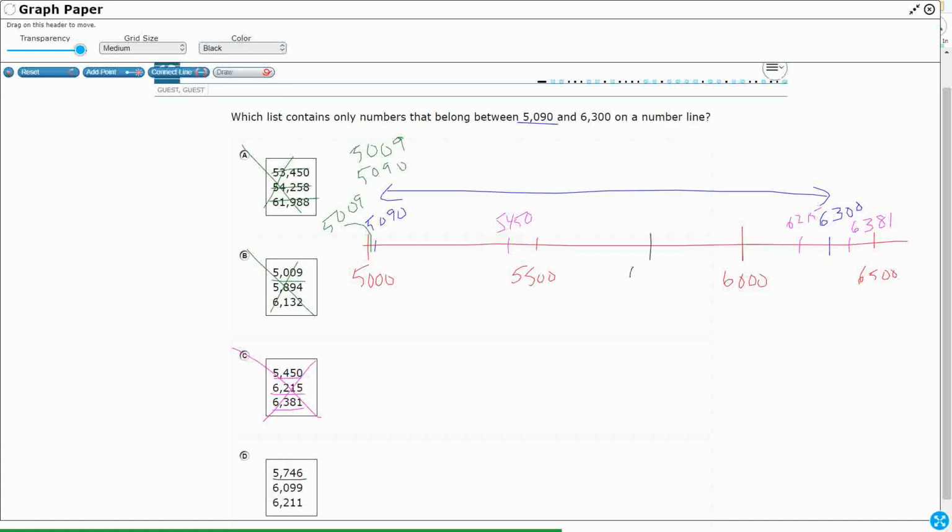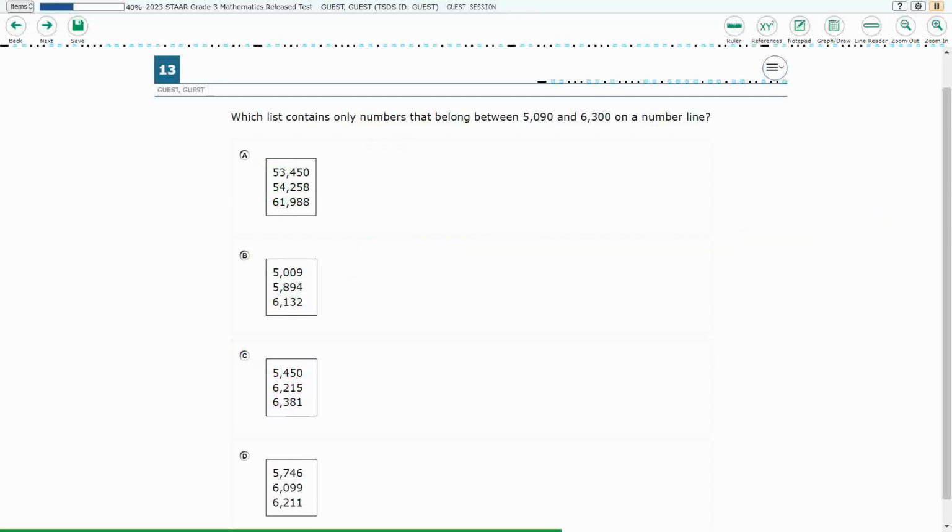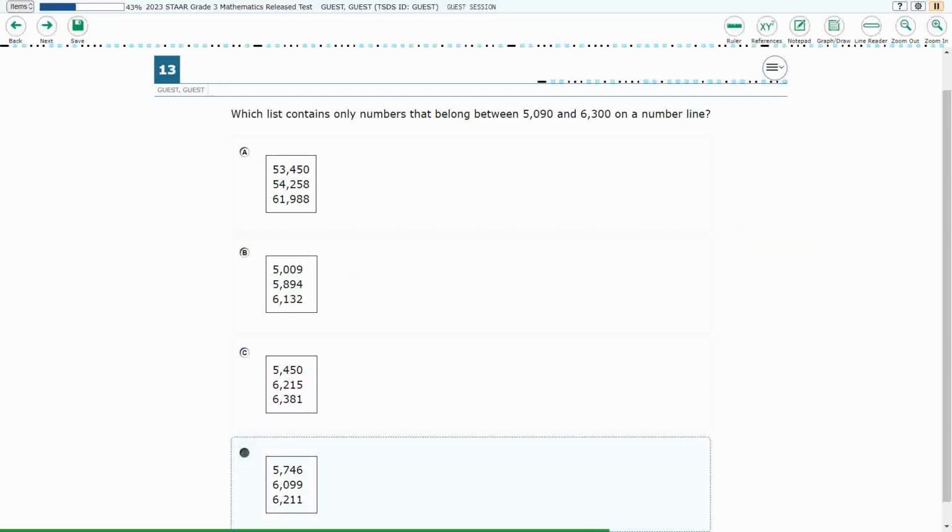5,746. So that's right smack in the middle there. 6,099. Or maybe right there, 6,099. And then 6,211, still in front of my 6,300. Yep, so all three of those work. My answer is D. Let's see how we did across the state of Texas.